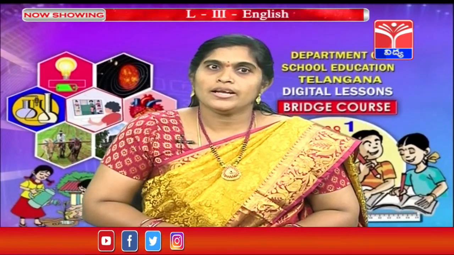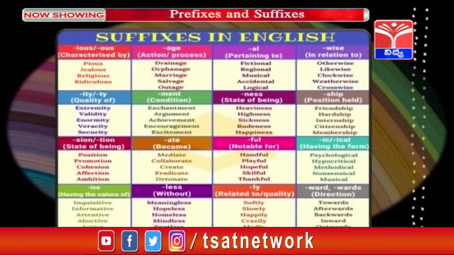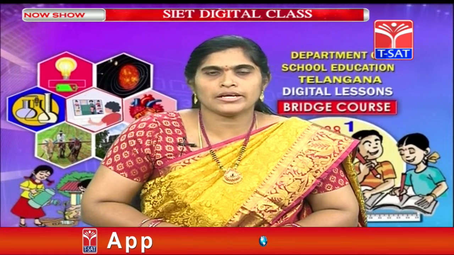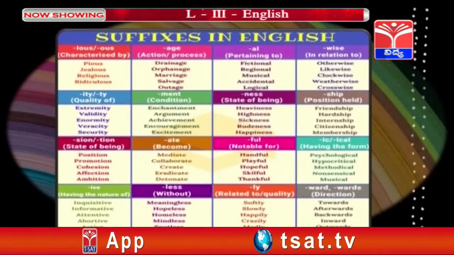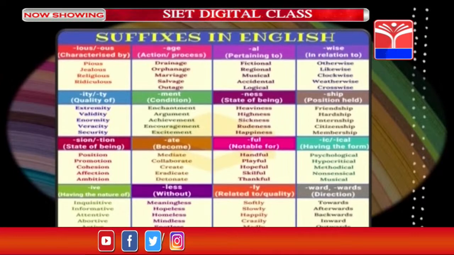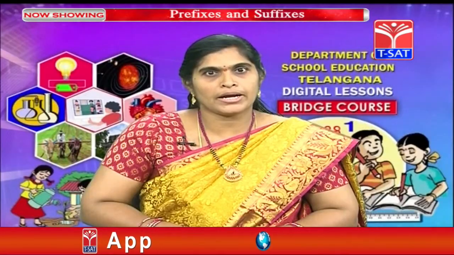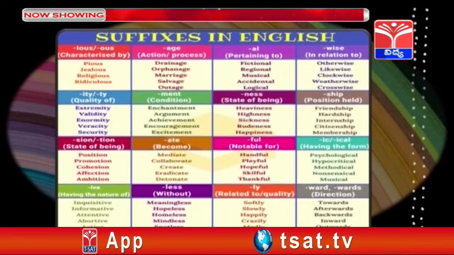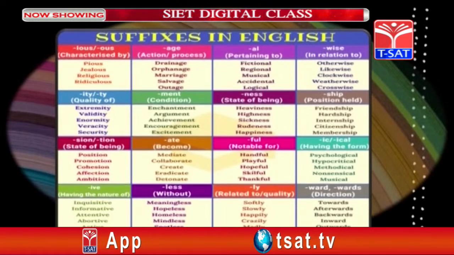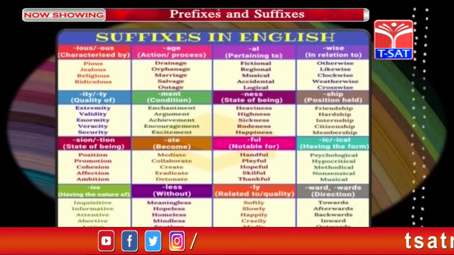Now, children, let's learn some of the suffixes in English. We use various suffixes in our daily life, like ious or ous, which means characterized by. In the same way, age, that means action or process, like drainage, orphanage, marriage. The suffix al means pertaining to. Periodical, historical, regional, national, logical, etc.